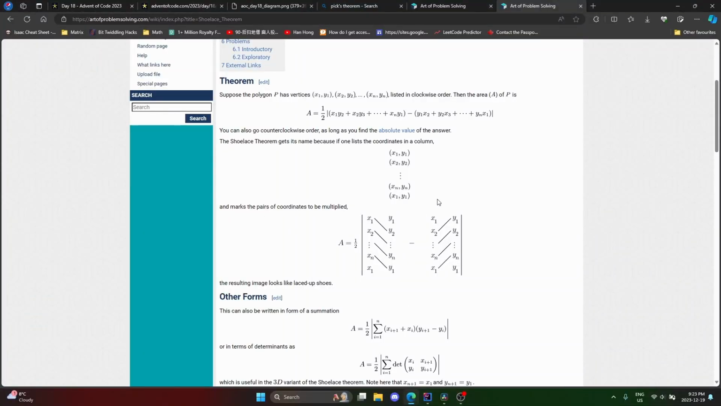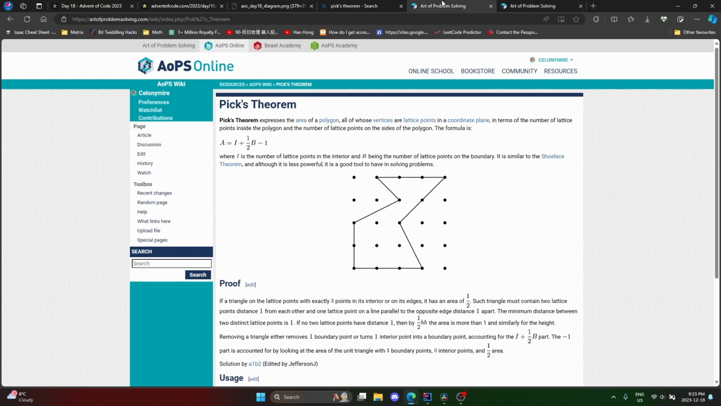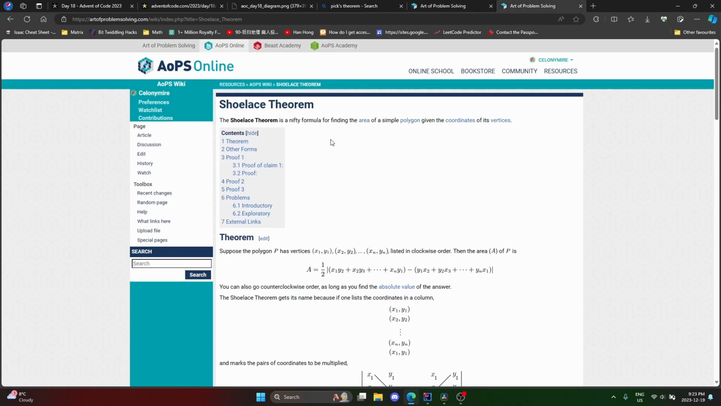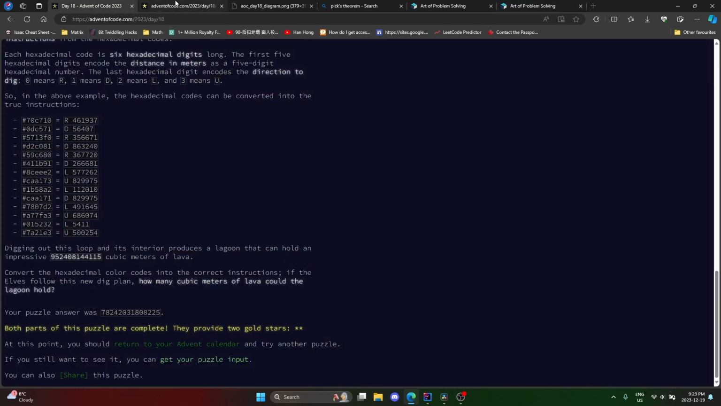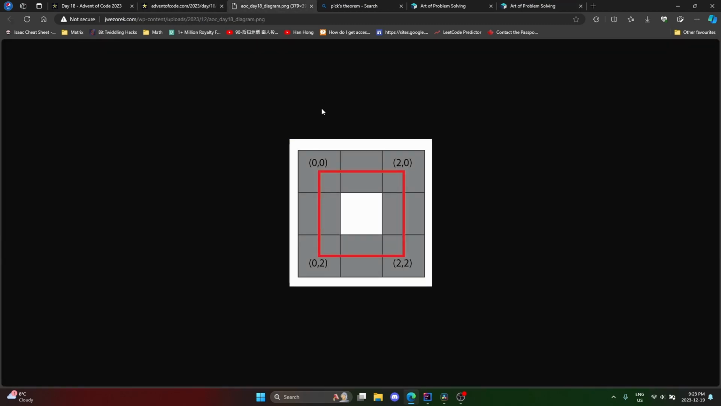Okay, now this is where the confusing bit begins. You might notice that the shoelace theorem gives you an area, but Pick's theorem also gives you an area. So why are we using two different things when they both give you the area? Well, our input is not exactly correct. You can't just dump it into the shoelace formula and expect to get the right answer. That's where this diagram comes in.